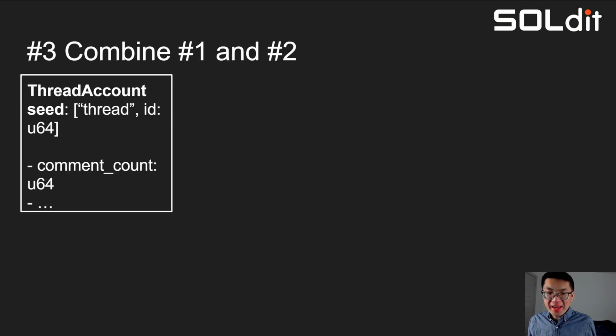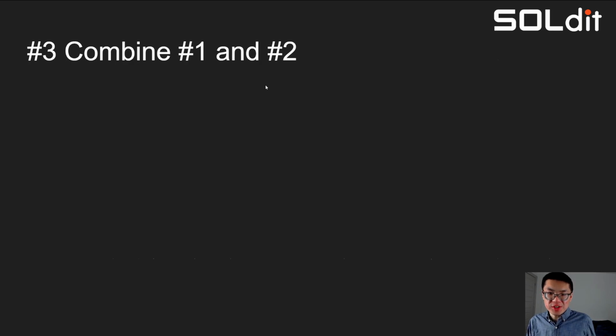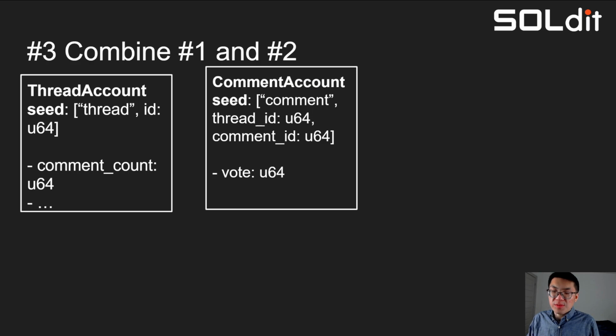So we have this thread account that we've already used. We know the thread ID and we know the comment ID. And then we have the comment account, which contains all the metadata of the comment. This is just option 1. So with this implementation, we know the total number of votes. The only thing we're missing is identifying if a specific user has voted for a comment.